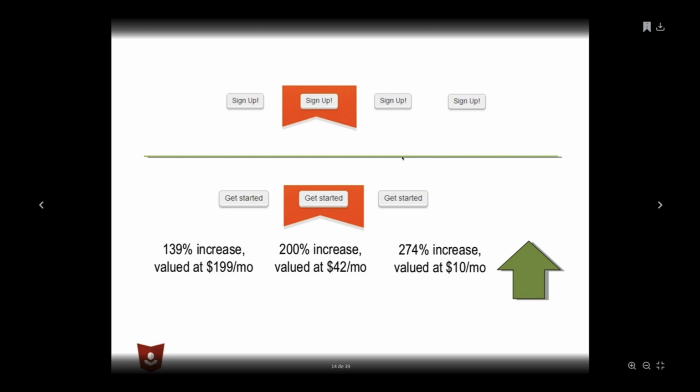Now, everything else is the same, except we got rid of this and we changed the language. And when we did, as you can see here, we had this 139% increase in people who clicked on the leftmost one, 200% increase in the middle one, and a 274% increase on the right.